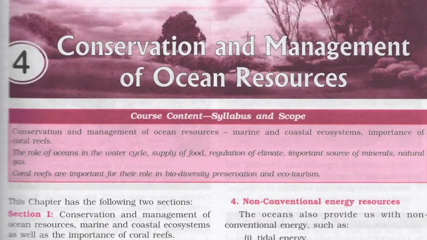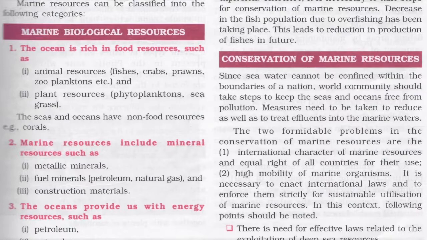In this session, we are discussing conservation and management of ocean resources. Ocean resources are also called marine resources. They can be classified into the following categories. Marine biological resources: the ocean is rich in food resources such as animal resources and plant resources. Animal resources include fish, crabs, prawns, zooplanktons, etc. And plant resources include phytoplanktons and seagrass.